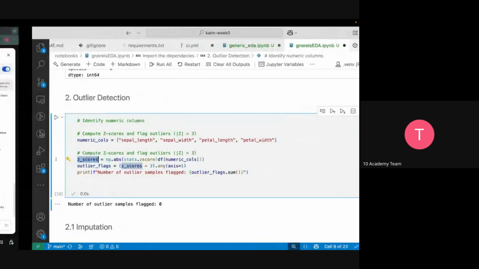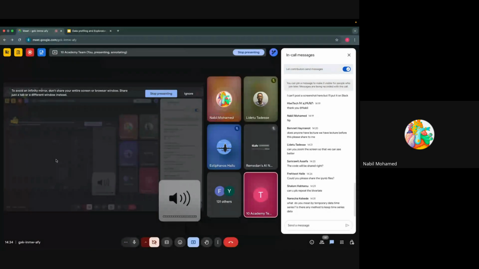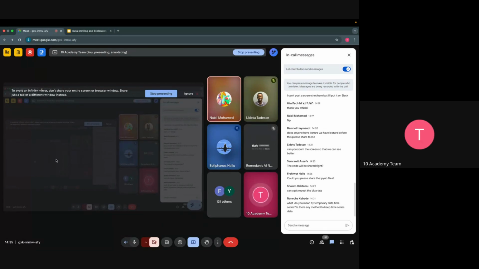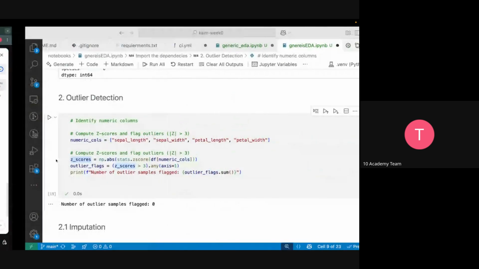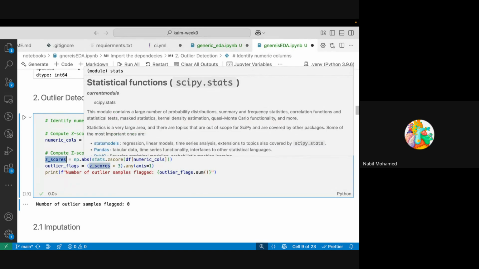Is that a question? Yes, Nabil? Just wondering, are you using any kind of add-on to give the explanations as you hover over your code, or is that native to your IDE? No, I'm not using anything. Are you asking about when I hover? Exactly. Are you using an add-on? No, it is native. It is native. It's not a setup.